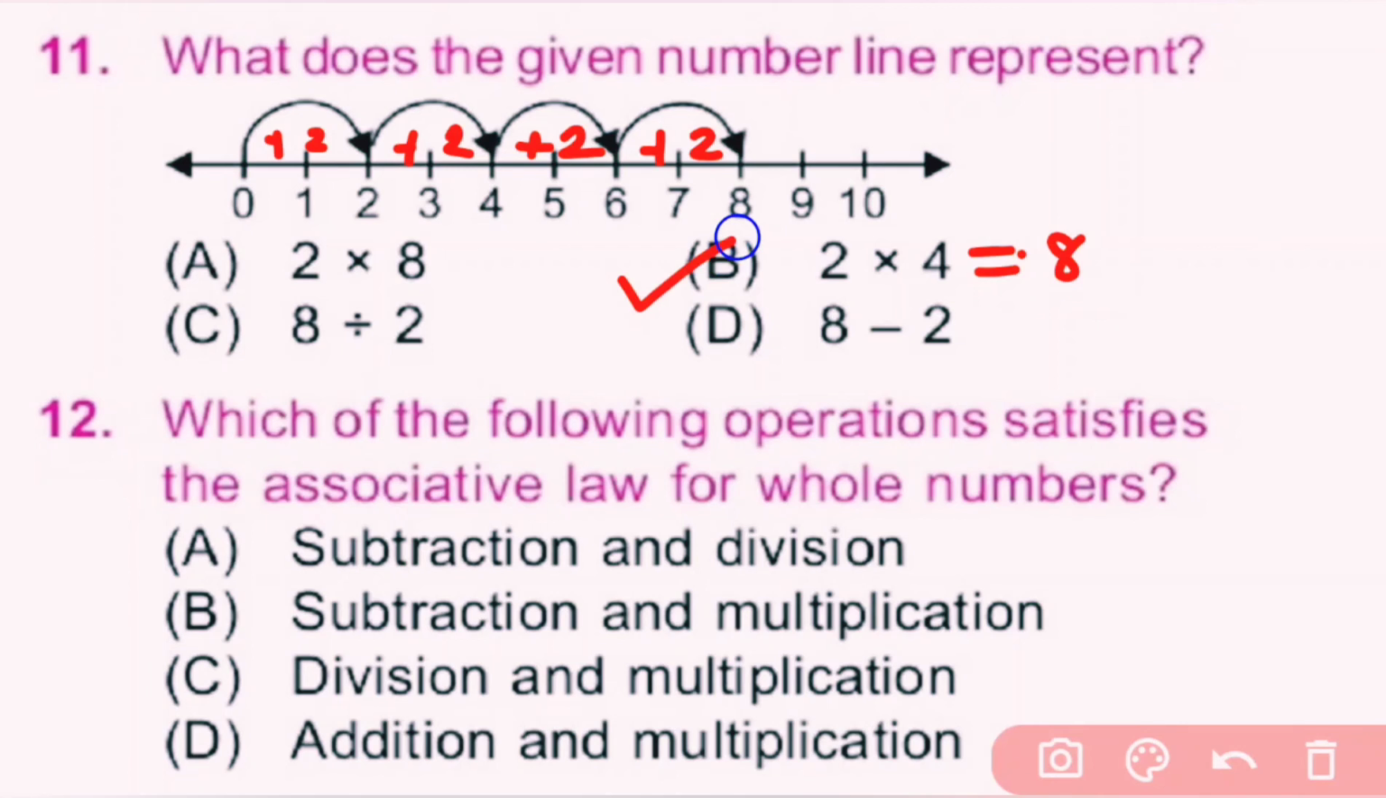Question number 12. Which of the following operations satisfy the associative law for whole numbers? Associative law for whole numbers is applicable only for addition and multiplication. So D is the right answer.